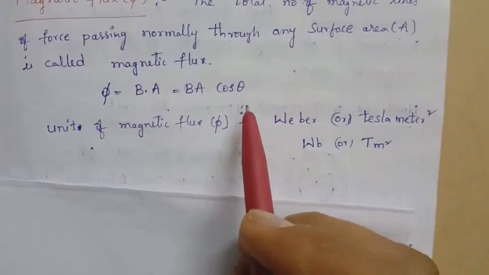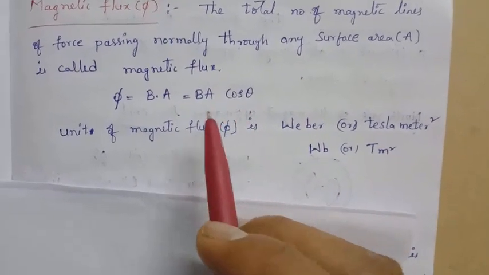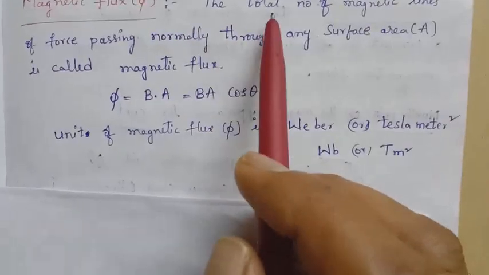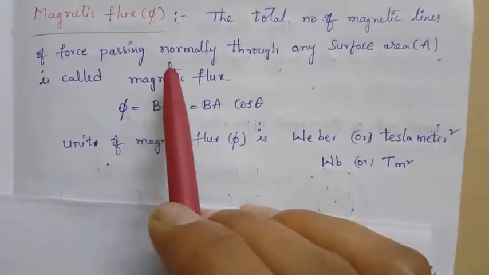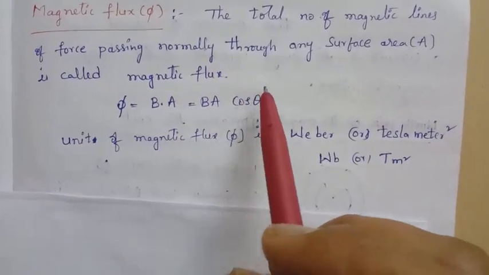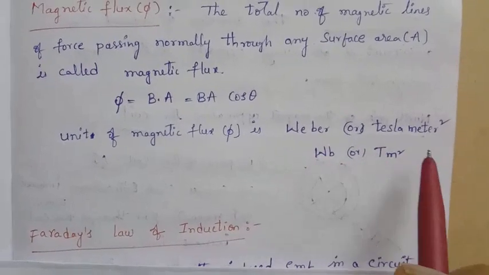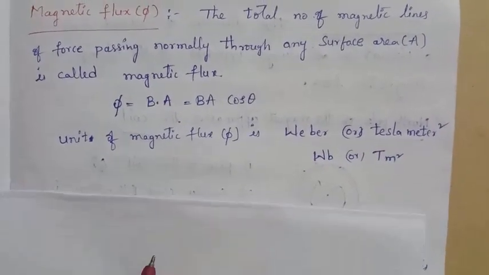So theta equal to 90 degrees means that at that time no magnetic flux passes through that area. The total number of magnetic lines of force passing normally through any surface area is called the magnetic flux. Its unit is Weber or Tesla meter square. Okay, next.